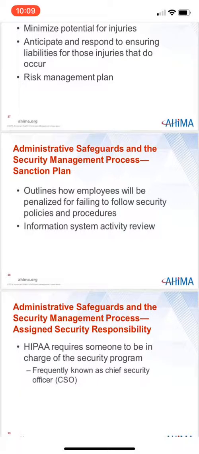Each covered entity must develop a sanction policy that addresses how employees will be penalized for failing to follow security policies and procedures. HIPAA does not require specific employee penalties, but requires the covered entity to determine how breaches and other violations should be handled. Employees should be notified of the policies and procedures and the penalties that come with the violations. They should also sign an acknowledgement of the security requirements to show that they understand the violations may result in disciplinary actions that could include termination of employment.